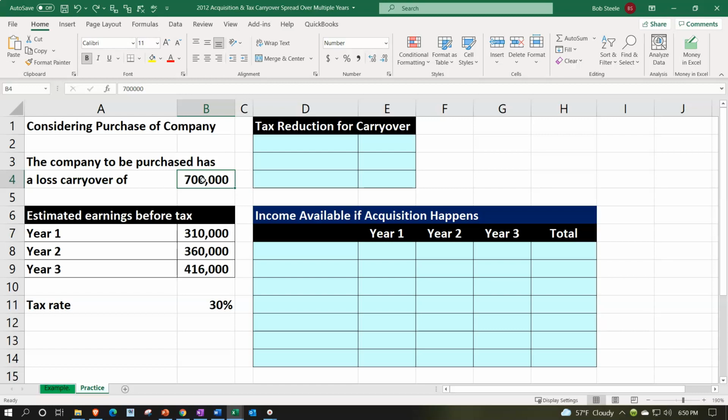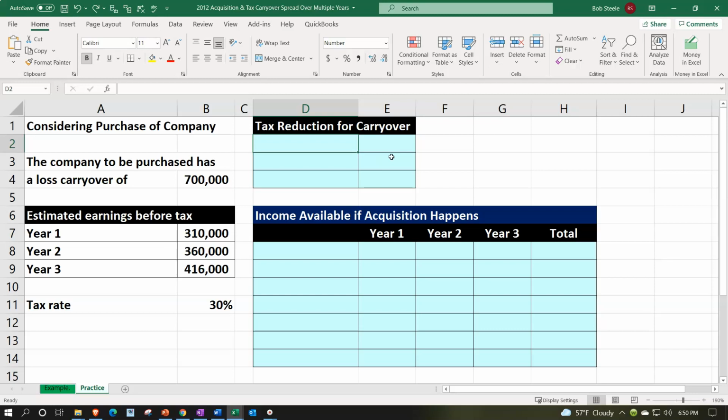As we think of doing that, if we were to consider whether or not we should do the acquisition, we might need to take into consideration the time value of money with regards to the benefit of the loss carryover. Let's first think about what the total loss carryover benefit might be.